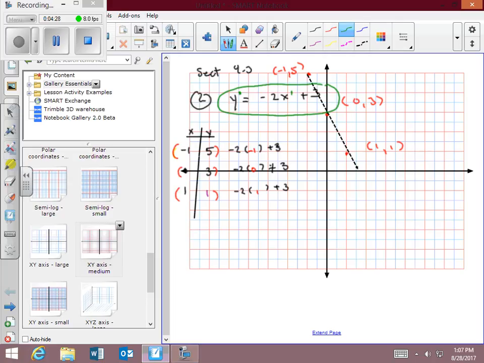Why do you do 3 points? 3 points because, you know, in a straight line, any 2 points, you join them as a straight line. You do 3 points just to verify that you have done the plot. Then if it goes through all 3 points, you know you've done it correctly.